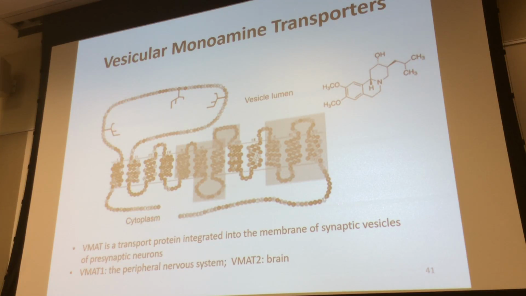Let's talk about VMAT. The vesicular monoamine transporter also has 12 transmembrane domains. It has an intracellular N-terminal and an intracellular C-terminal. The difference between the VMAT and the monoamine transporter is that it has a large extracellular loop. The first extracellular loop is very large, whereas for the monoamine transporter, the second extracellular loop is large. Okay.